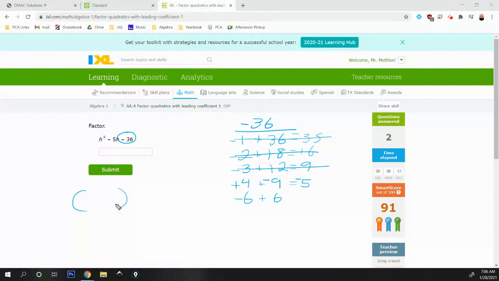Okay, so to answer this, we're going to do two sets of parentheses. We're going to put our variable, which is h and h. And the 4 is positive, so I'm going to put plus 4. But my 9 had to be negative. So I'm going to put minus because of the negative 9. And there's my factors. Okay, so let's do h plus 4, h minus 9.